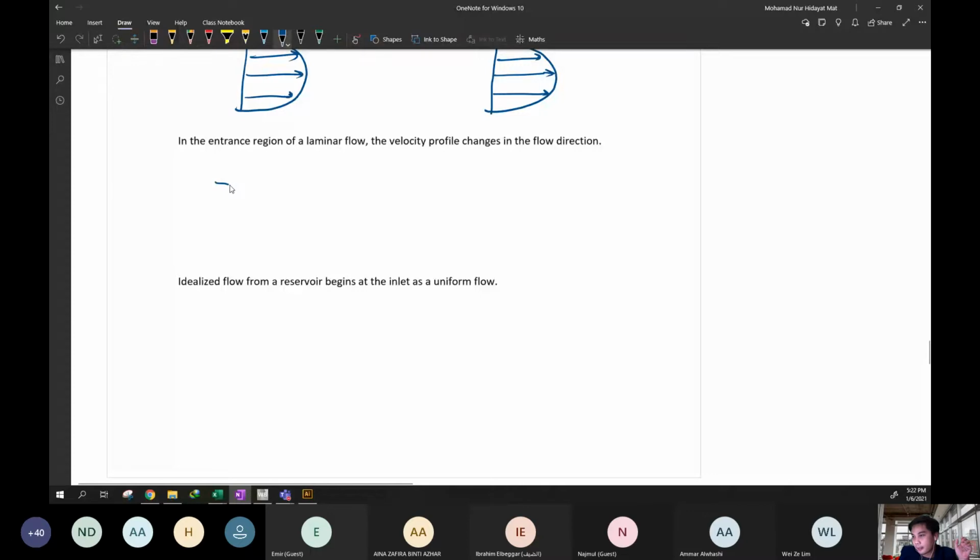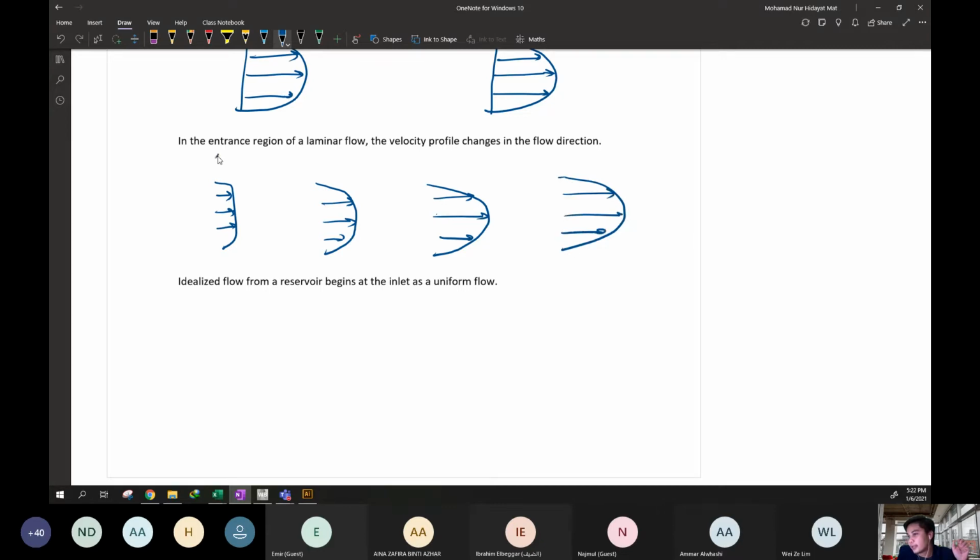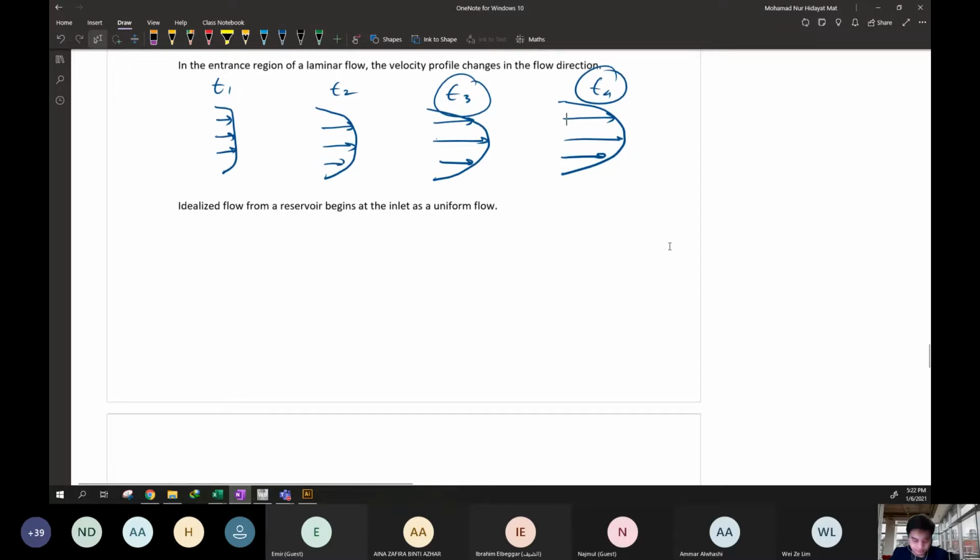So the velocity profile wants to change until it becomes like this. This is the final, complete version. After this, it is still the same. So at time 1, time 2, time 3, and time 4, time 3 and time 4 are fully developed laminar flow. It will never change.